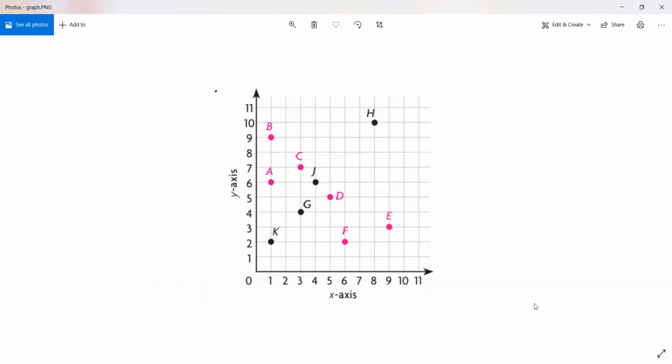Now, for example, let me ask again, Haifa. One more question, Haifa, for you. Where is the point D? 5.5. Excellent. Who's teaching you, Haifa? Who taught you this? We do the homework for this. Very good, Haifa.